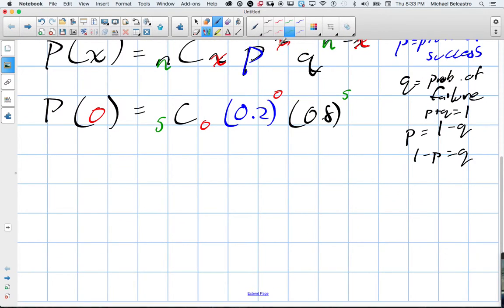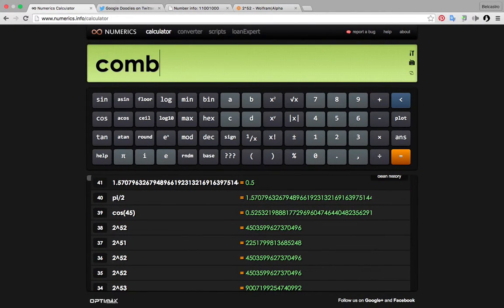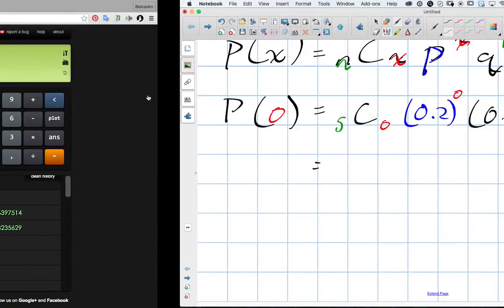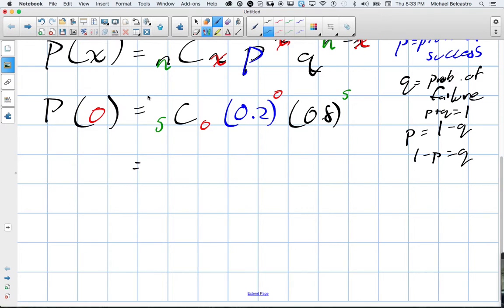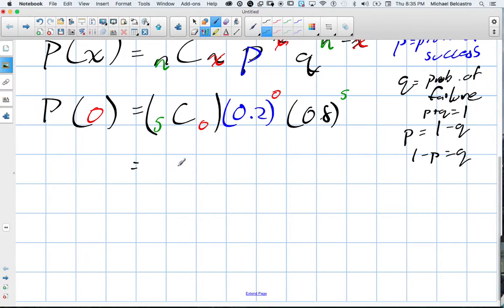So we run through this here. Our combination of 5 C 0, I have a little calculator here. Combination 5, 0. Are you still able to see the screen there? The screen's gone. Okay, I'll put our combination in here. 5C0 gives us a value of 1. So this is essentially equal to the value of 1.